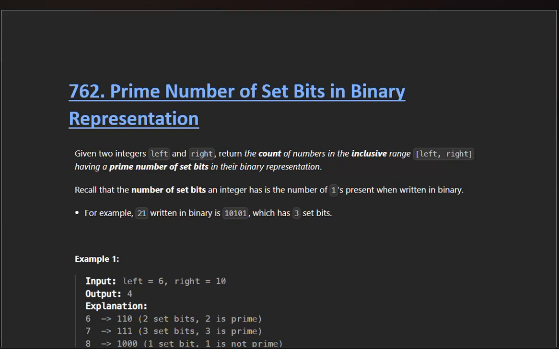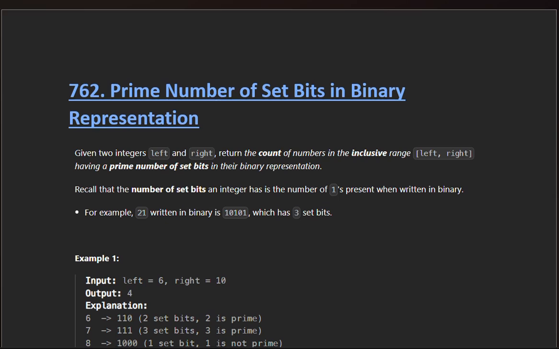So today's LeetCode question is 762, which is Prime Number of Set Bits in Binary Representation. In this question we are given two integers, left and right, and we have to return the count of numbers in the range from left to right, including left and right also, that have a prime number of set bits in their binary representation.